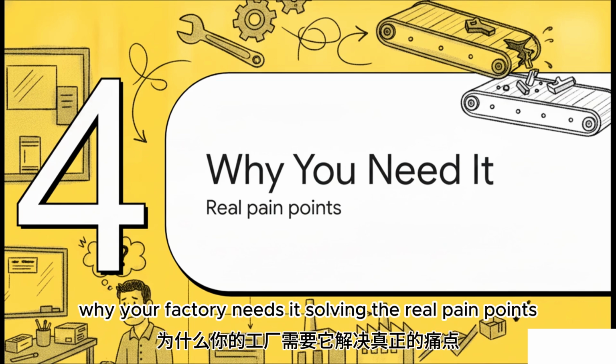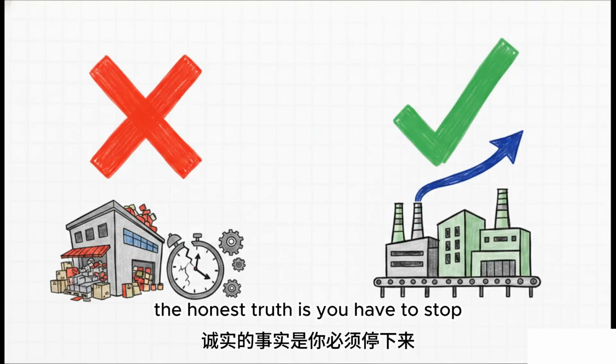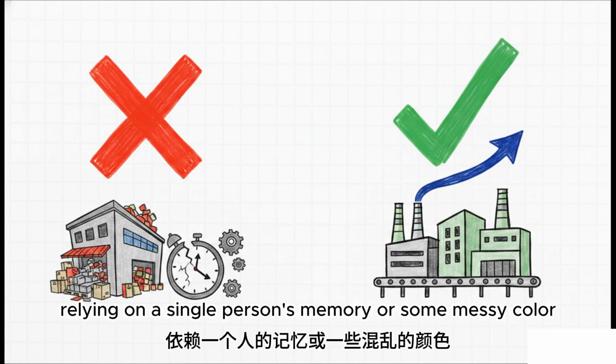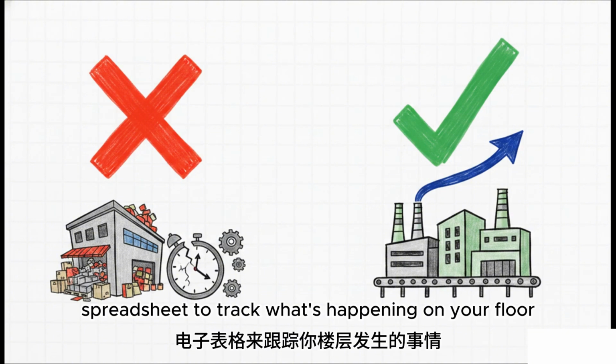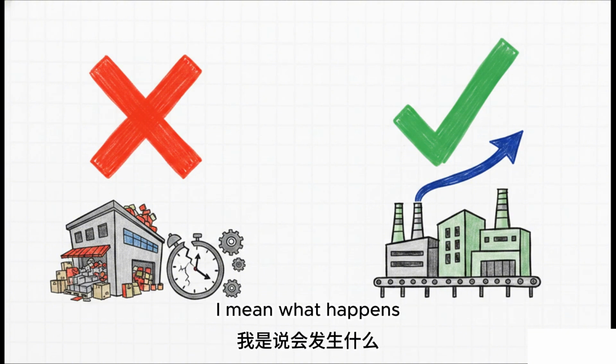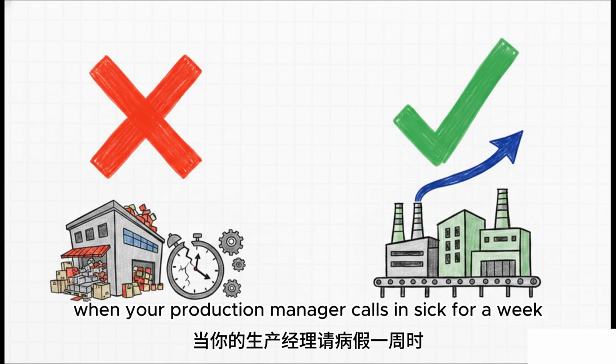Section 4. Why your factory needs it. Solving the real pain points. The honest truth is, you have to stop relying on a single person's memory or some messy, color-coded spreadsheet to track what's happening on your floor. I mean, what happens when your production manager calls in sick for a week?